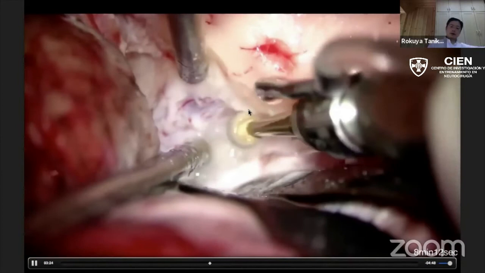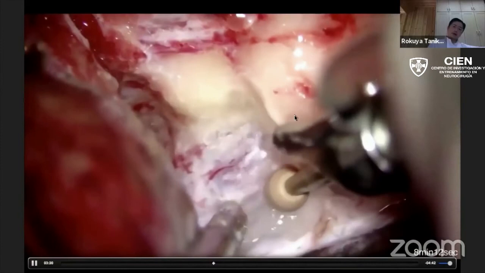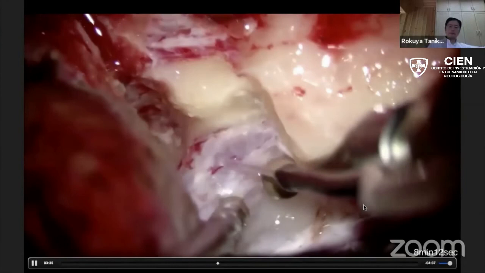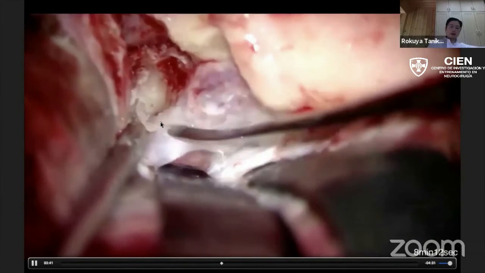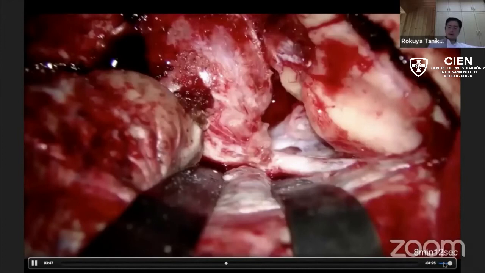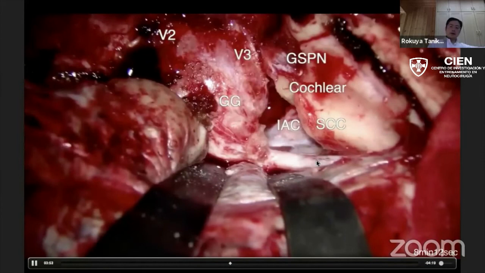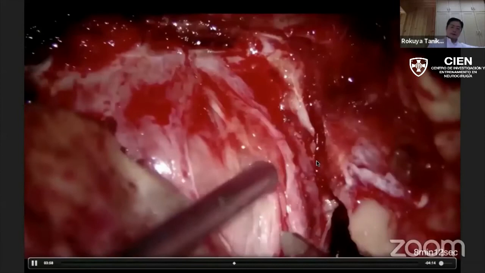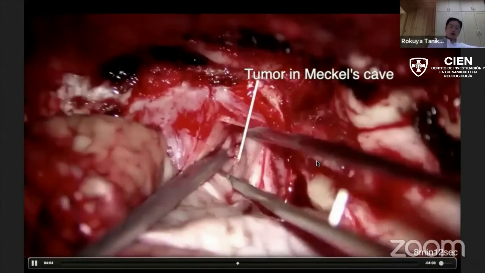Here is the IAC. Here is the arcuate eminence. Here should be the cochlea. The IAC is skeletonized. After skeletonization of the superior semicircular canal, IAC and the cochlea, you can incise the connective tissue on the adjacent ganglion, preserving the trigeminal nerves.